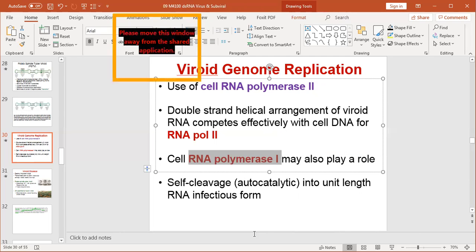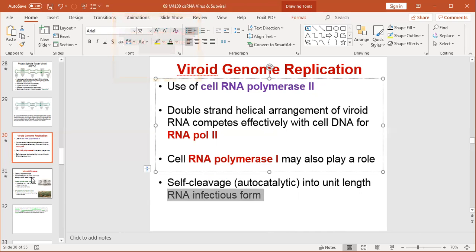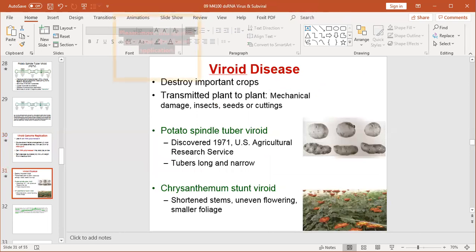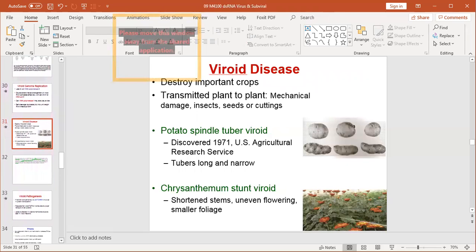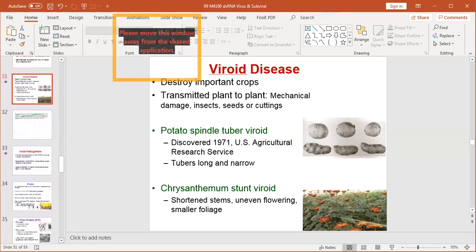And then once the RNA is being made, through a process called autocatalytic or self-cleavage, it can be chopped off or cleaved into unit-length RNA infectious form. These are those RNAs that can infect host cells. The disease is caused by viroid. Viroids usually destroy important crops. They're transmitted from plant to plant through mechanical damage, insects, seeds, or cuttings.